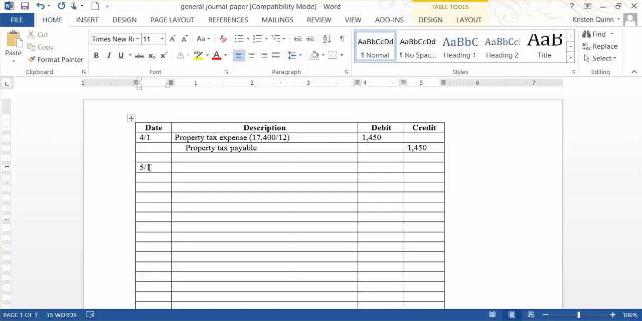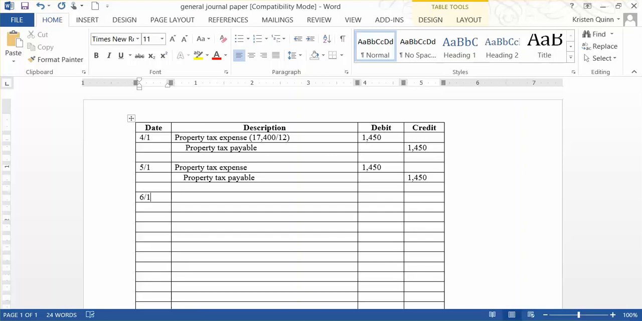For May 1st, we'd have the exact same journal entry. We'd have our property tax expense for the $1,450 and our property tax payable. At this point, our $17,400 estimate is reasonable. We haven't been assessed, and we do not know our actual amount yet. However, that changes for us on June 1st.